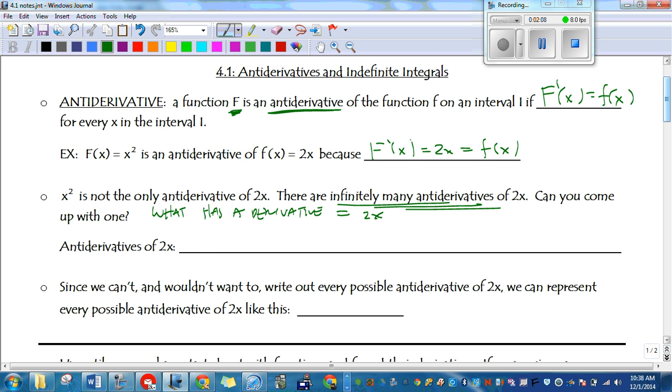Yep. x squared plus 1. There you go. The derivative of x squared is 2x, and the derivative of 1 is 0, so that still has a derivative of 2x. So this would be an antiderivative of 2x. Anybody want to give us another one? x squared plus 10, right? We could do x squared minus 99. It could be anything if we add or subtract a constant.